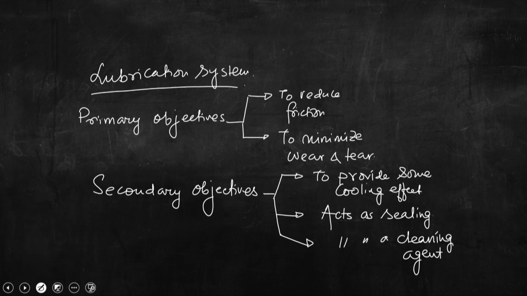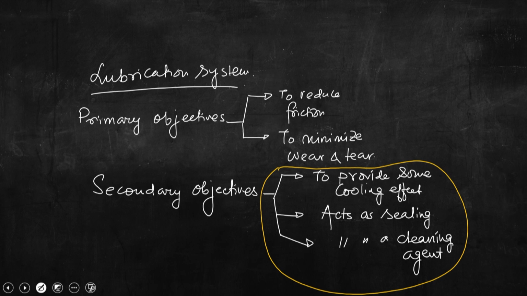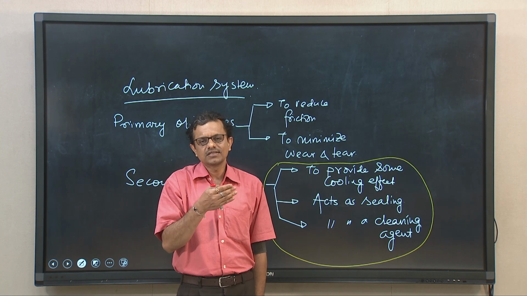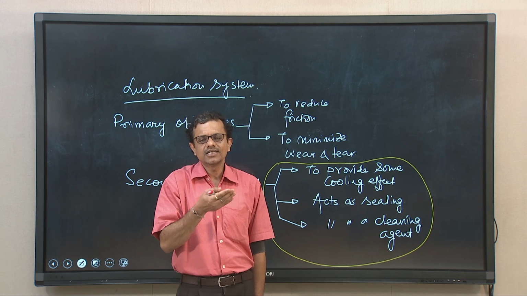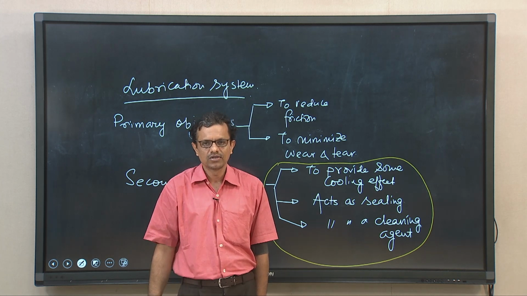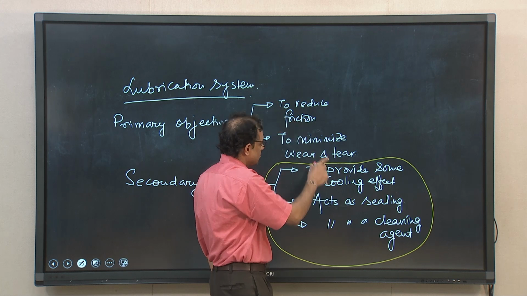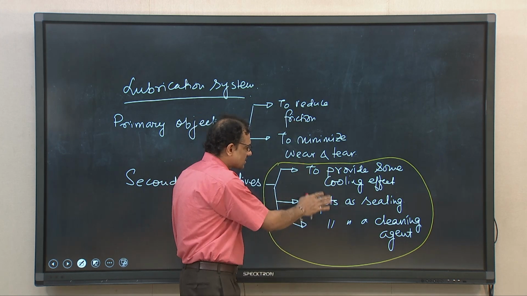Now, if we look at this particular box, we can see that despite all these primary objectives, there are a few secondary objectives. So, to provide some cooling effect, that I told you, inside the engine cylinder, because of the combustion, temperature will be excessively high. Though we should not allow temperature to reduce drastically, still, as I discussed in the last lecture, cooling system is necessary to remove certain amount of heat from the engine cylinder, essentially to prevent all mechanical components from their possible failure. So, this lubricant will provide some sort of cooling effect.